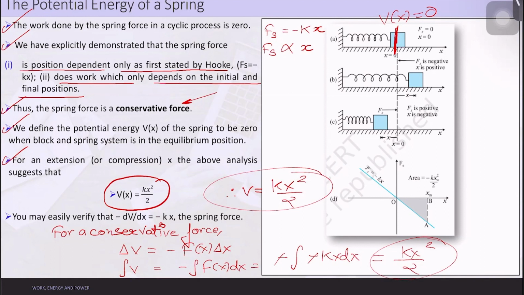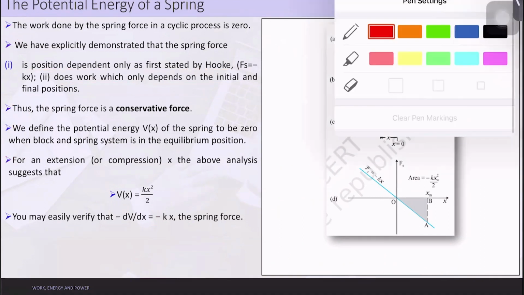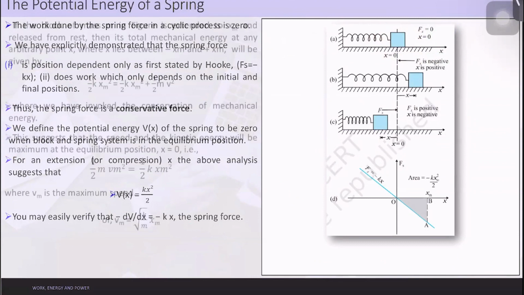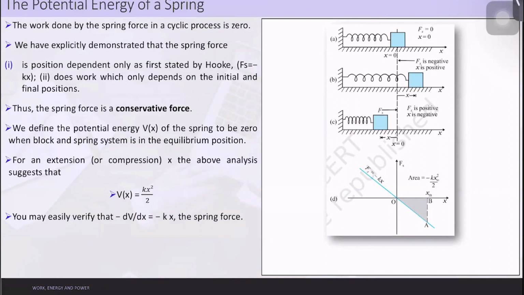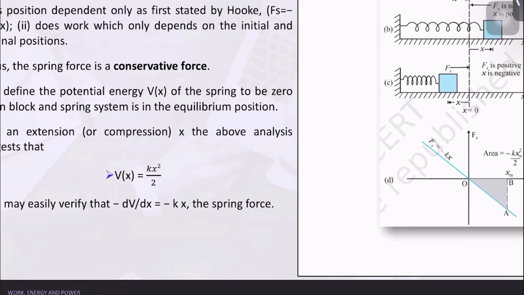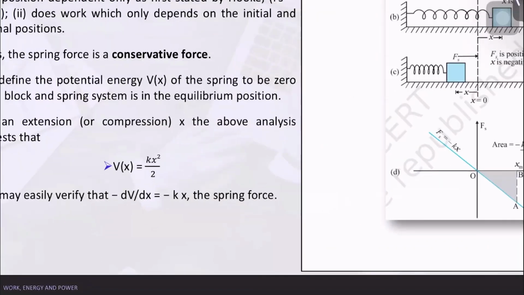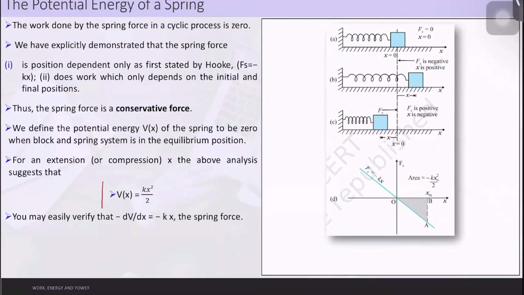Okay. So just keep on revising everything, just keep on understanding everything. Then even if you go forward, everything will be understood much clearer. Finally, what we got is that for an extension, it doesn't depend on whether we are extending or compressing, the potential energy will always be equal to kx square by 2. I also verified for you that dV by dx is equal to minus kx. That is the spring.